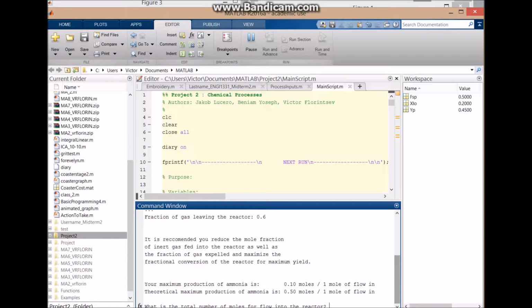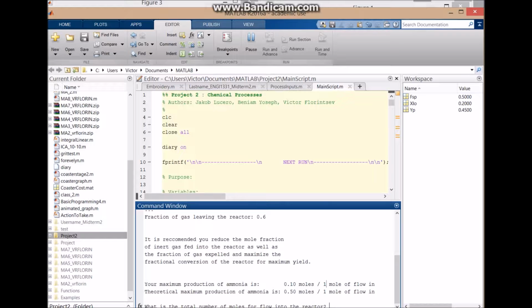And then it tells you your maximum production of ammonia is 0.1 moles per 1 mole of flow in. So you're getting about a tenth. You have a mole of flow in, and you're only getting 0.1 moles. And it also tells you the theoretical maximum production of ammonia. It tells you how much is possible for this reactor to get the highest amount. And it is 0.5 moles, so you can see you're 5 times off with what you entered in.